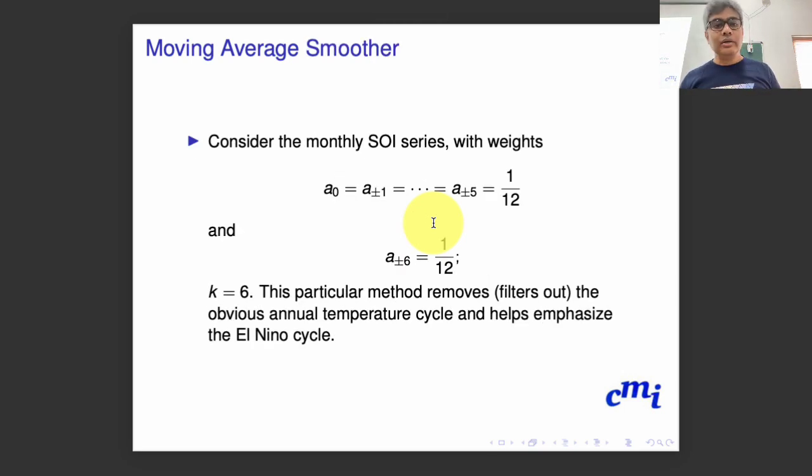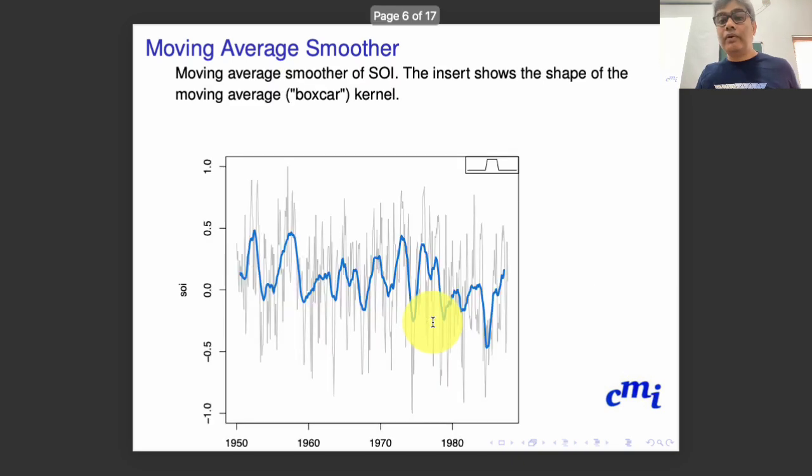So here, consider the monthly SOI series with weights a0 like 5, k equal to 6, then the plus minus terms, and that will be 1 over 12. Okay, 1 over 12, and a plus minus 6 itself is 1 over 12. So this particular method filters out the obvious annual temperature cycle and helps emphasize the El Nino cycle. Okay. So here is the plot.